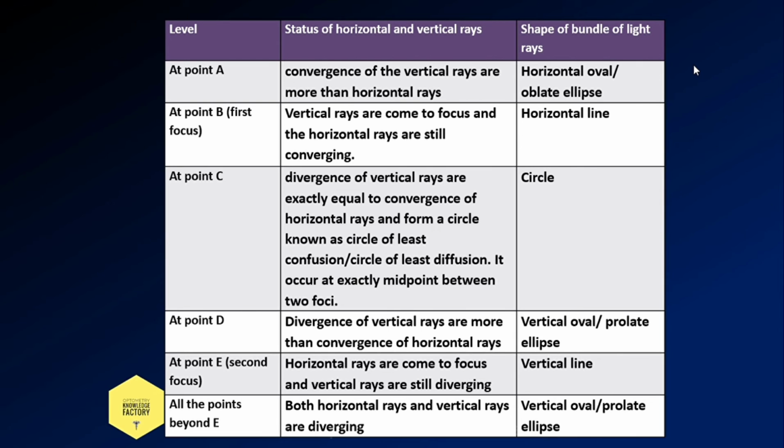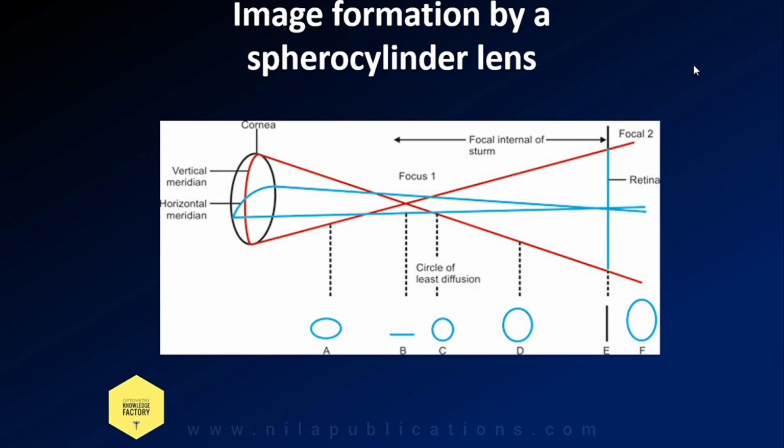For example, at point A, convergence of vertical rays is more than horizontal rays. A horizontal oval or oblate ellipse is formed. This red line is the vertical ray and the blue line indicates horizontal rays. This is the first point, point A. Here a horizontal oval is formed.